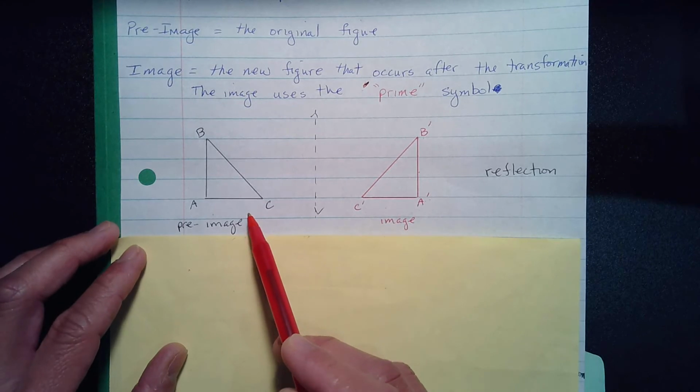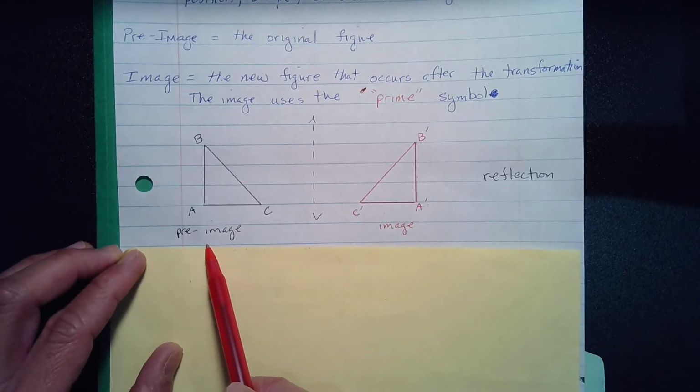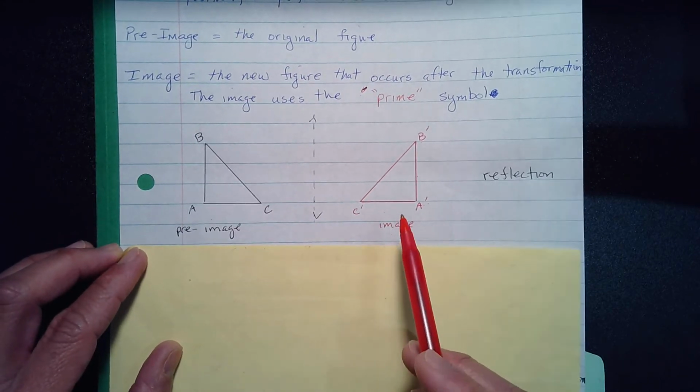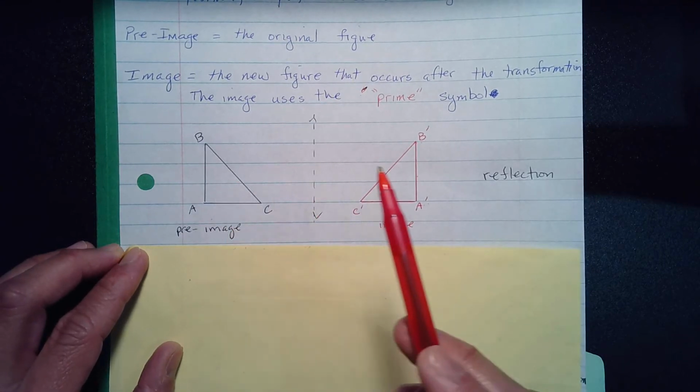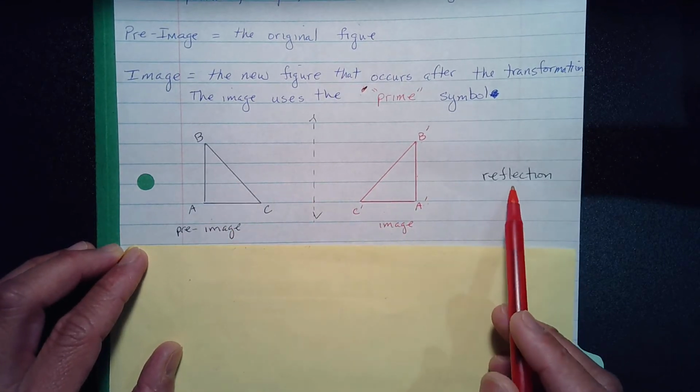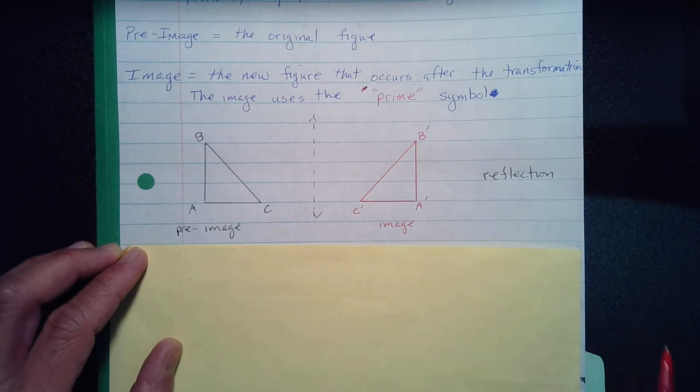This is the original image. This is called the pre-image. This is called the image. It's the function after the transformation. So this transformation is called a reflection.